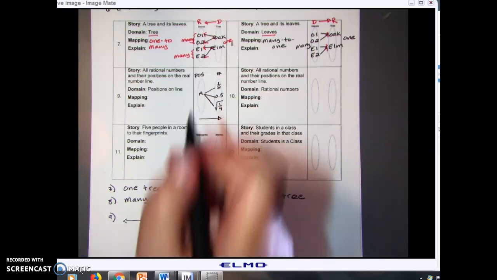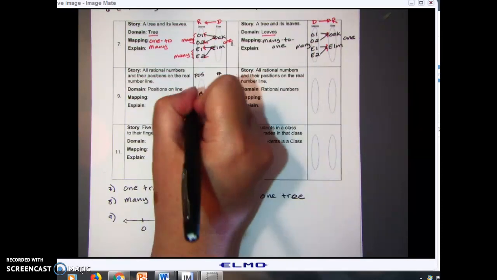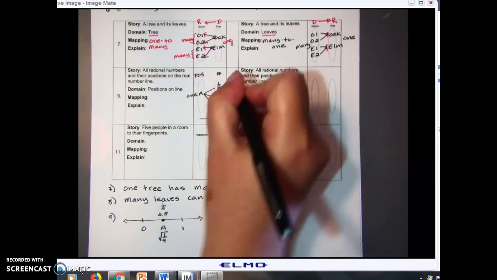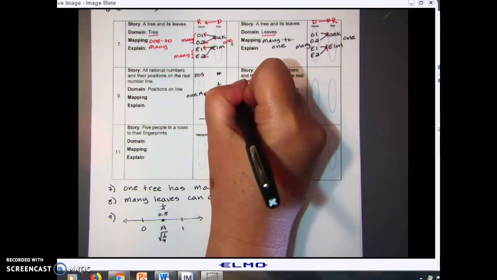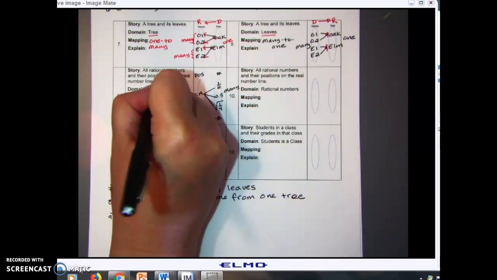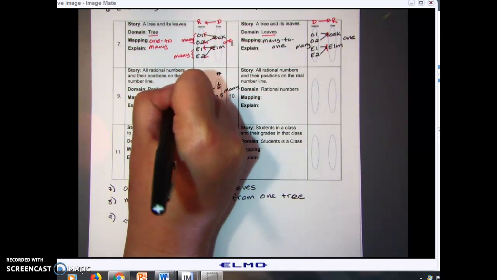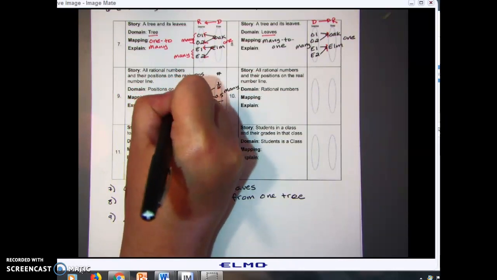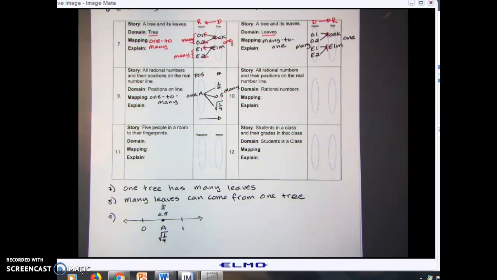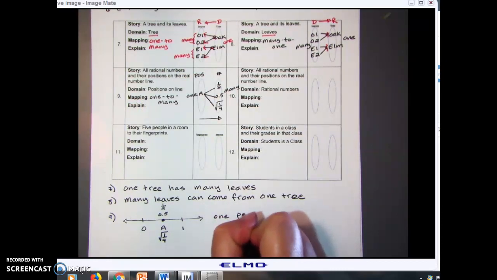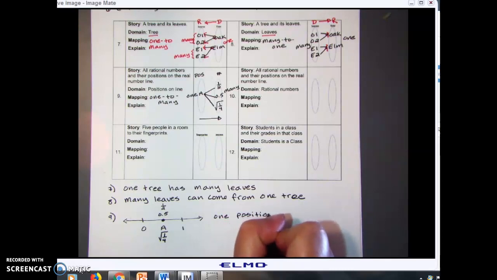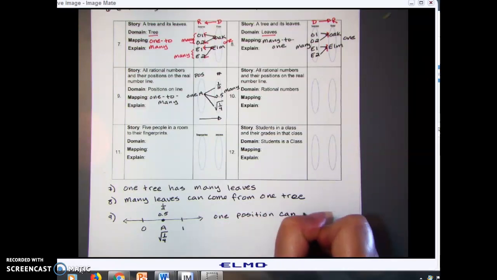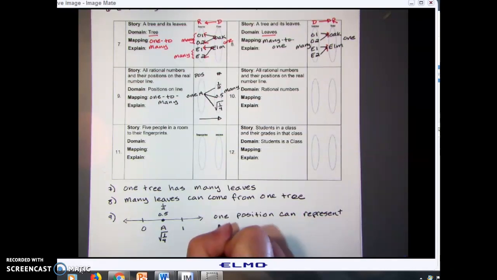Okay, so I have one dot on this side to many dots on this side, and so this would be a one to many situation because one position can represent many rational numbers.